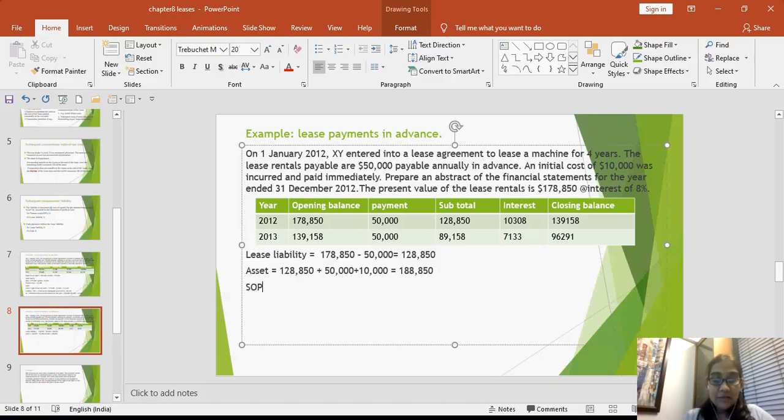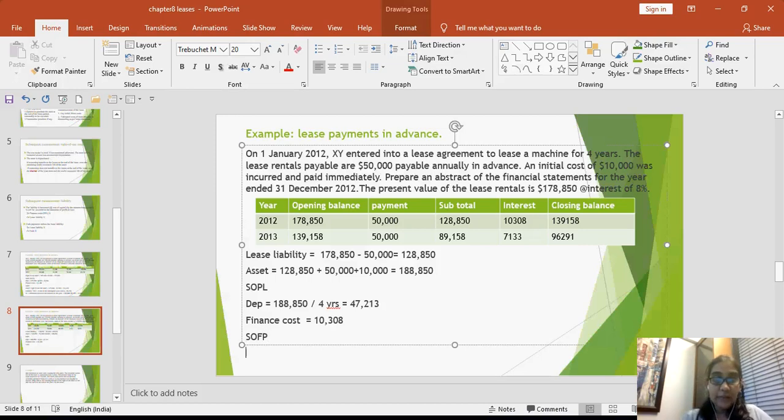Now the extracts of SOPL. Let's first calculate the depreciation. The depreciation would be calculated over 4 years, which will be equal to 1,88,850 divided by 4. So you will get $47,203, right? This would be the depreciation. Finance cost can be picked up from the table for the first year, which is 10,308. This is for your SOPL.